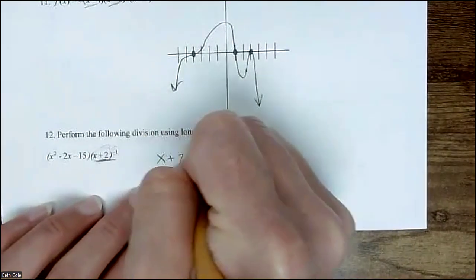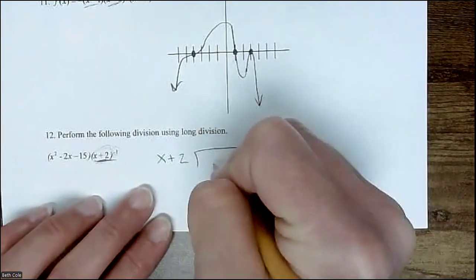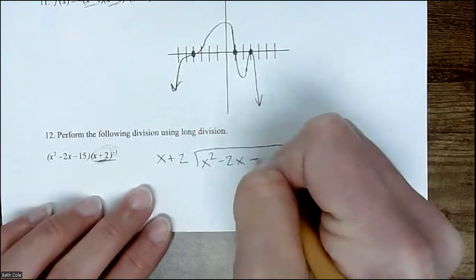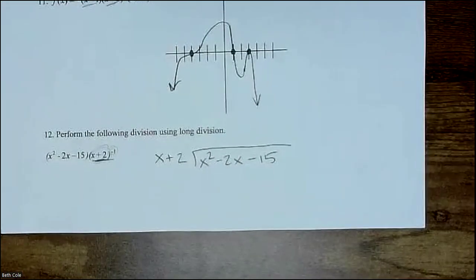So that x plus 2 goes out front. Your x squared minus 2x minus 15 goes inside. We're going to do our long division.